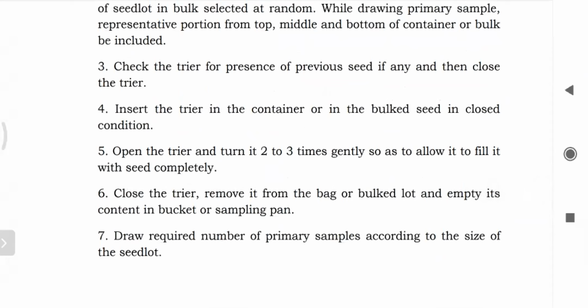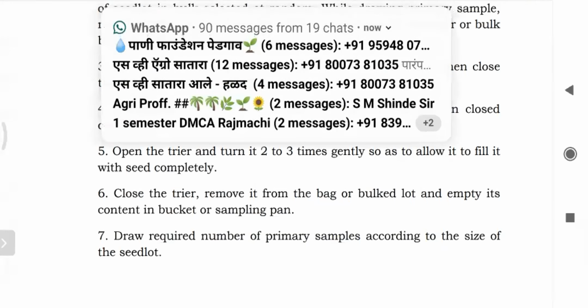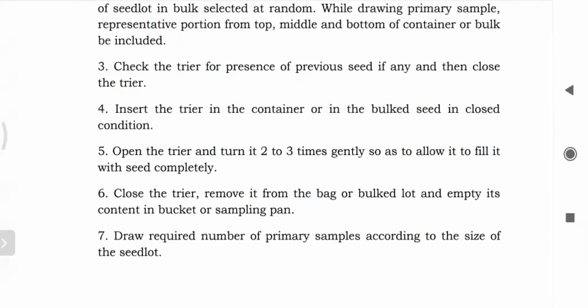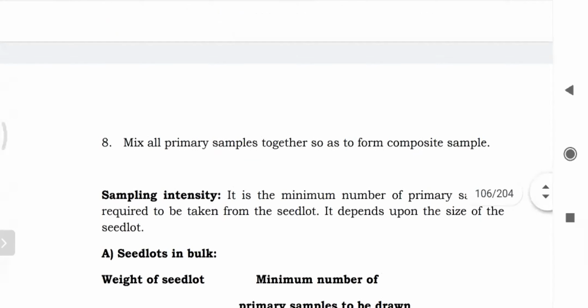So open the trier and turn it two to three times gently to allow it to fill with the seed completely. Then close the trier, remove it from the bags or bulk lot, and empty its content into a bucket or sampling tank. Then draw the required number of primary samples according to the size of the seed lot. Then mix all primary samples together to form a composite sample.